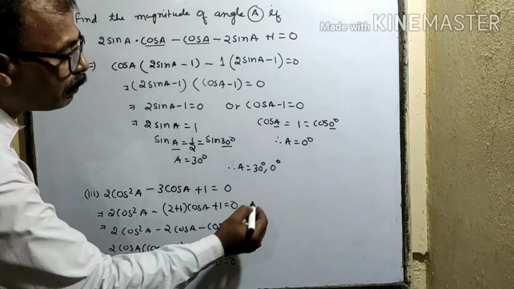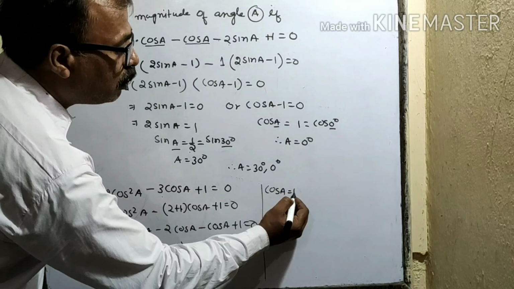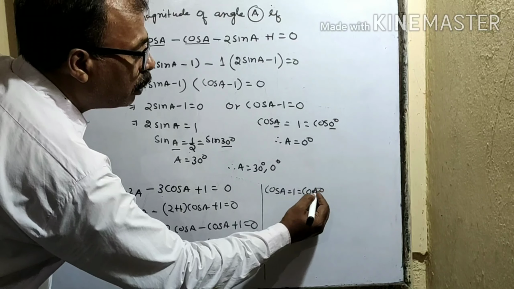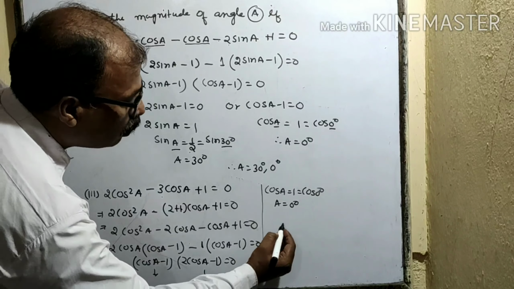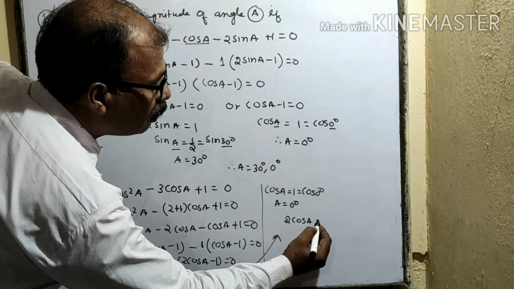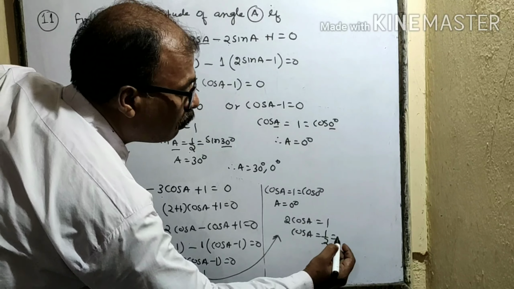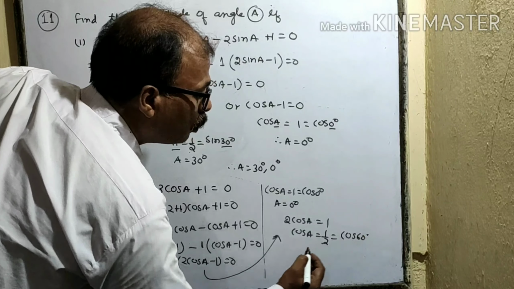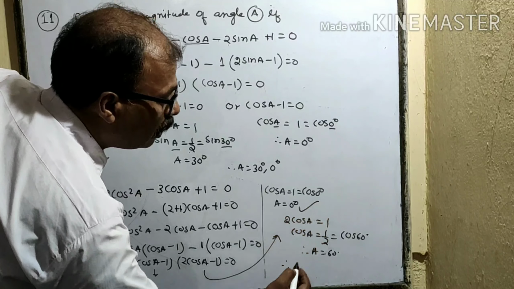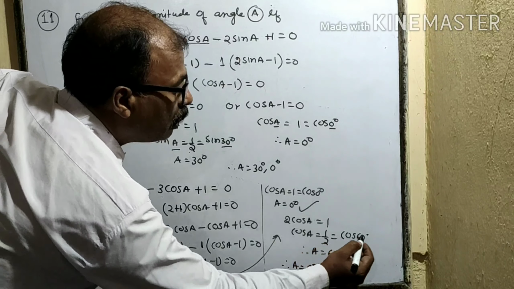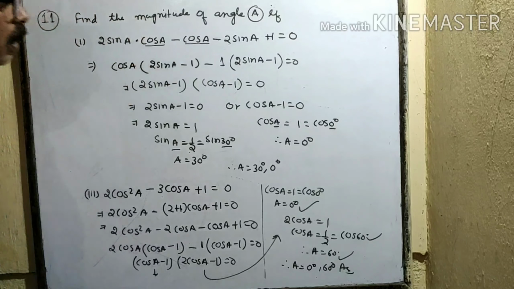This will give you cos A is equal to 1. Cos A is equal to 1 means cos 0 degree. So this will give you A is equal to 0 degree. And this will give you 2 cos A is equal to 1 or cos A is equal to 1 by 2. And cos 1 by 2 means cos 60 degree. So this will give you A is equal to 60 degree. Hence your answer will be A is equal to 0 degree, 60 degree. This will be your answer.